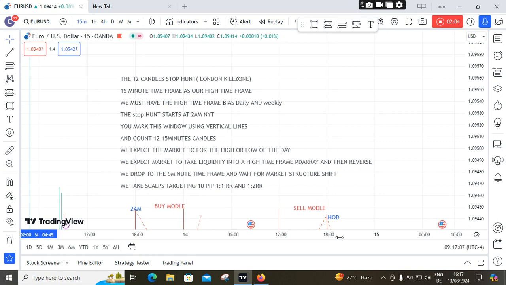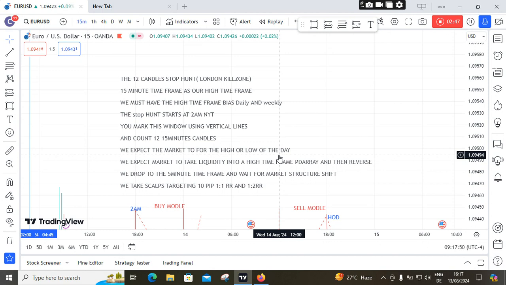So the stop hunt starts at 2 a.m. New York time, like I said, and you mark this window using vertical lines. I'll teach you how to do this and count 12 candles of the 15 minutes time frame. So from 2 a.m., whenever the 15-minute candle closes, you mark it as one candle that has closed, and you wait for another candle to close until they are 12 candles. So we expect the market to form the high or the low of the day within this window.